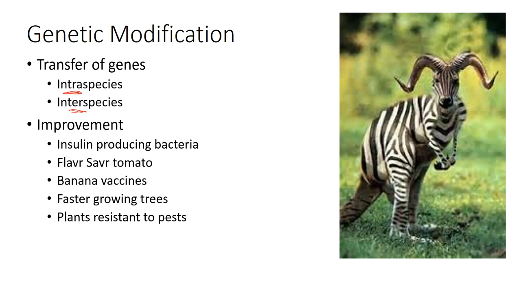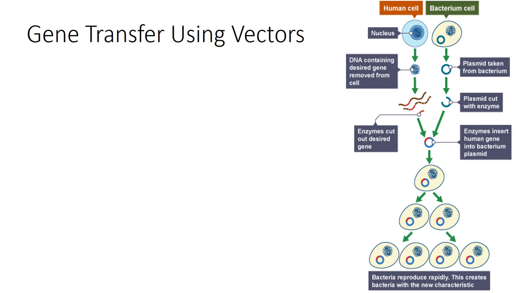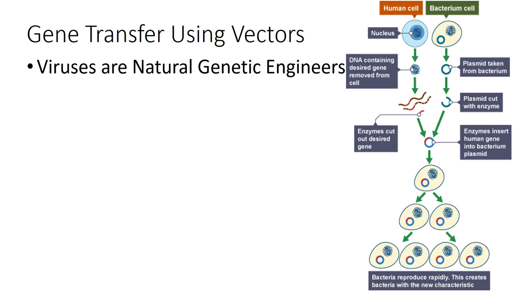Okay, so moving on. We can use a couple of different vectors to transfer genes. Genes are small enough that we don't currently have really good tools to splice out a specific gene. But fortunately, we have some natural examples of this. And viruses are the prototypical one that a bunch of scientists started looking at and saying, hey, wait a minute, this is how it works.